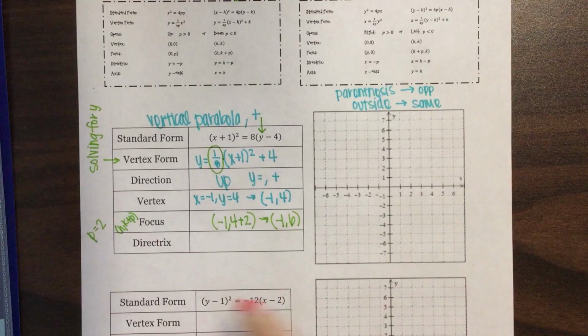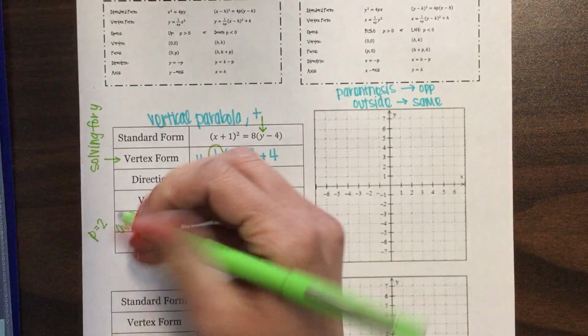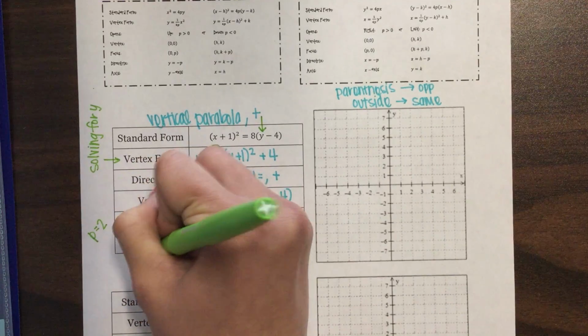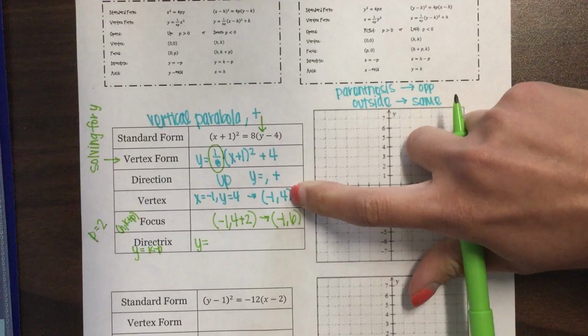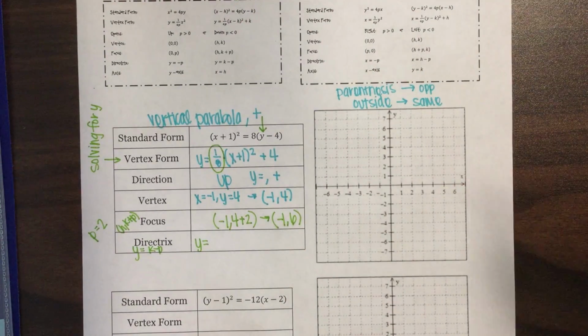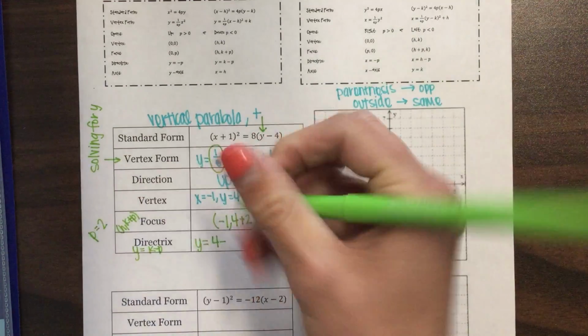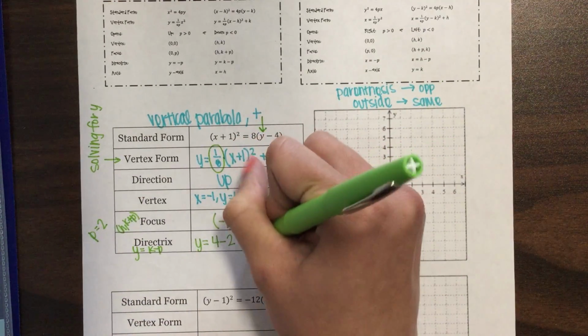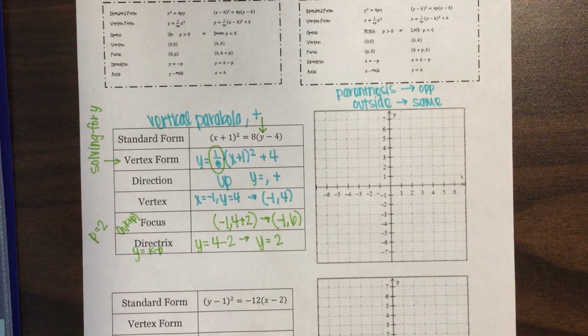Okay. Then the directrix is k minus p. So that's y equals k minus p. So that's y equals, k is this one because it's always h comma k. So k is 4, so that's going to be 4 minus p, which is 2. So then y equals 2, and that's my directrix.